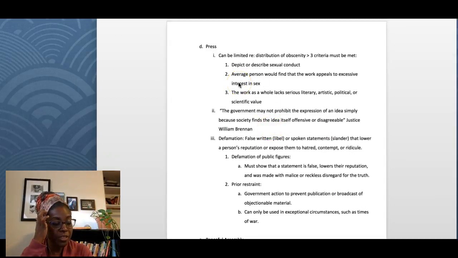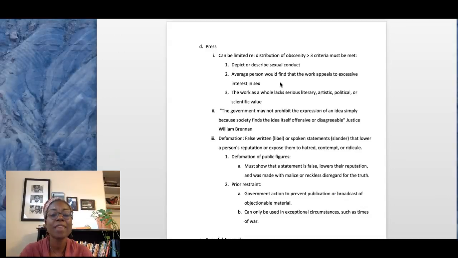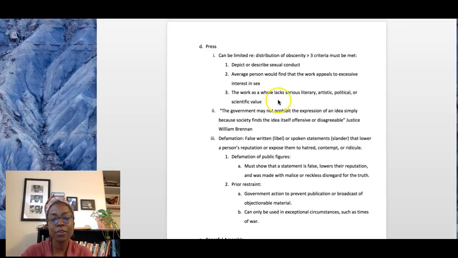Now, freedom of the press can be limited if the issue is about distribution of obscenity. But in order to prove that printed material or any kind of media material is obscene, there are 3 criteria that have to be met. The material first has to describe or depict sexual conduct. Secondly, the courts would rule that the average person would find that this work appeals to an excessive interest in sex. And the third criteria for obscenity is that the work as a whole has to be seen as lacking any serious literary, artistic, political, or scientific value.